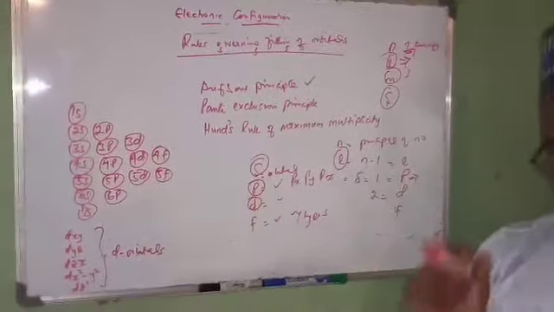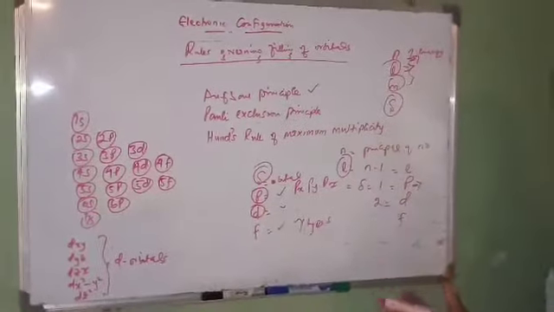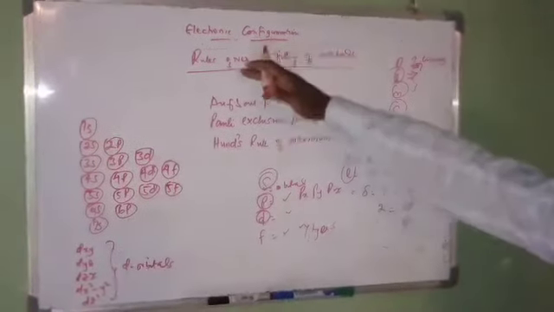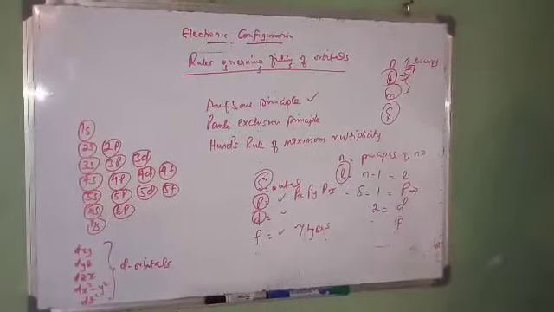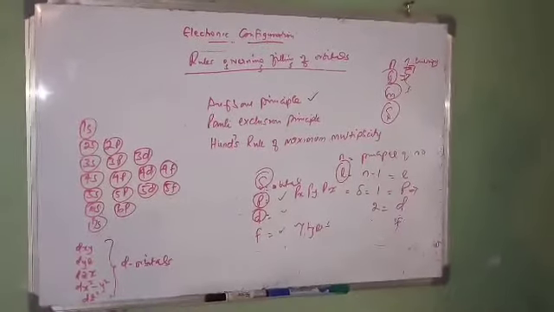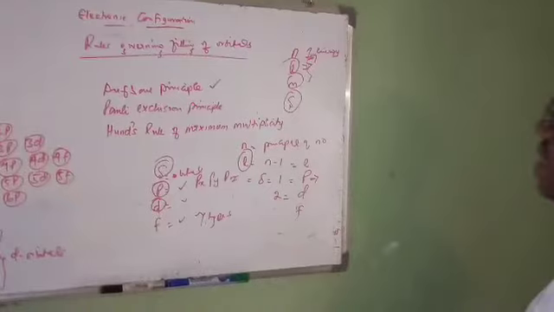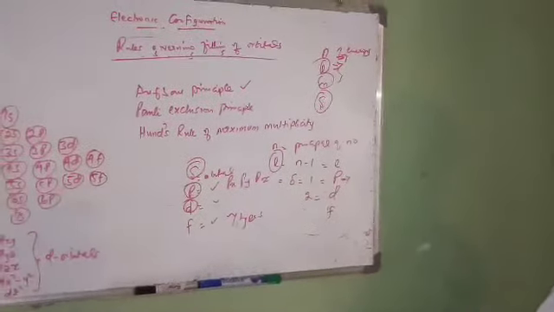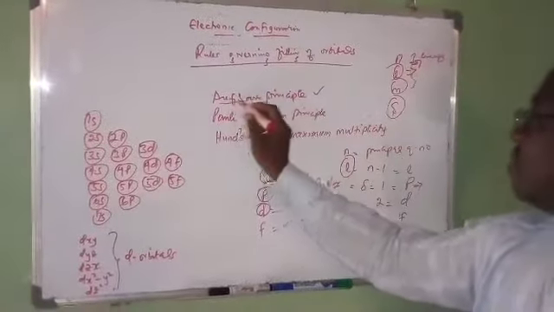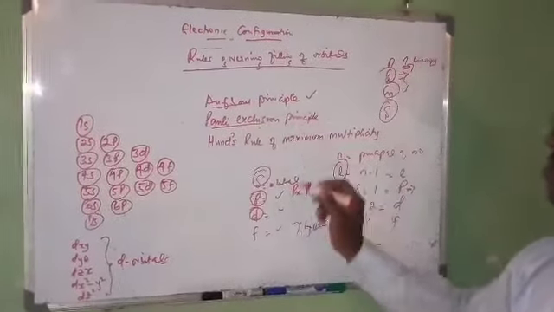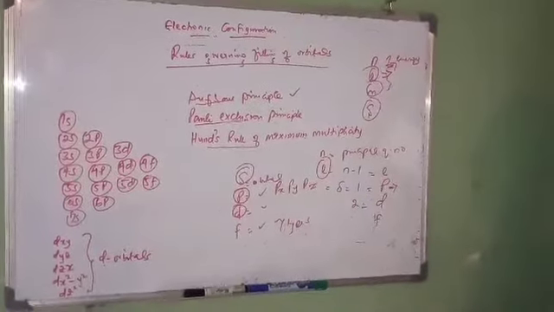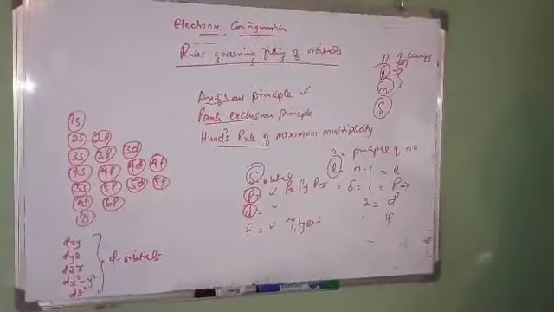Now, how do these electrons get accommodated into these various orbitals? That is writing the electronic configuration of elements. There are rules governing such filling of electrons into orbitals. We have the Aufbau rule, we have the Pauli exclusion principle, and we have Hund's rule of maximum multiplicity.